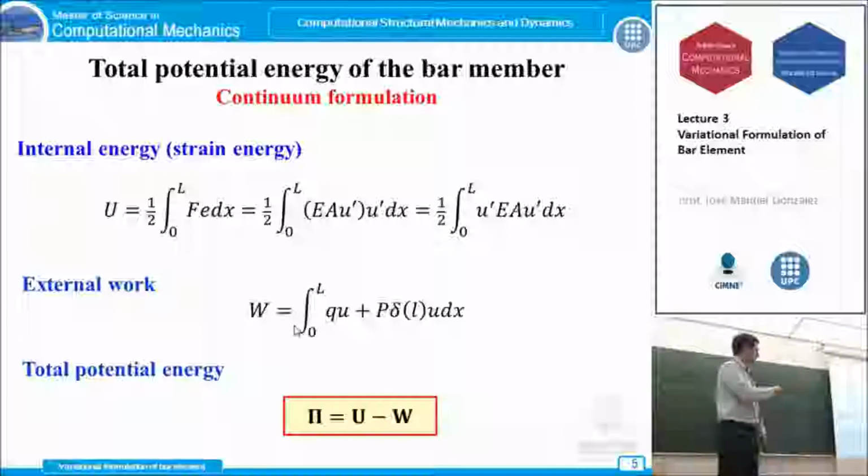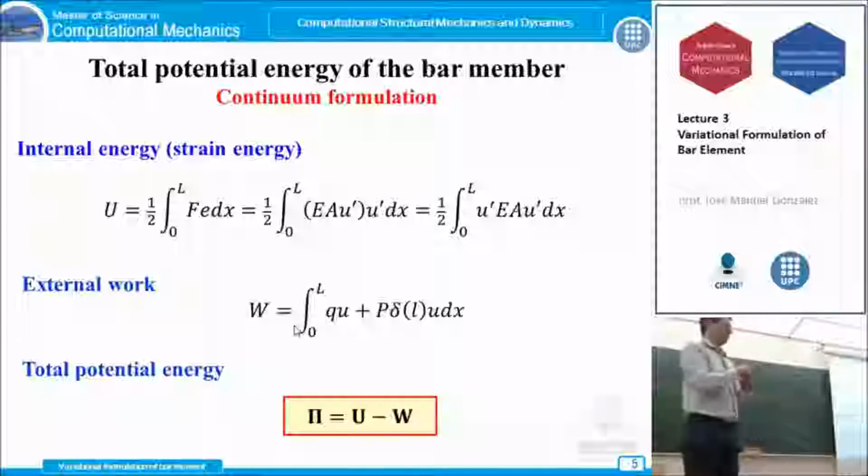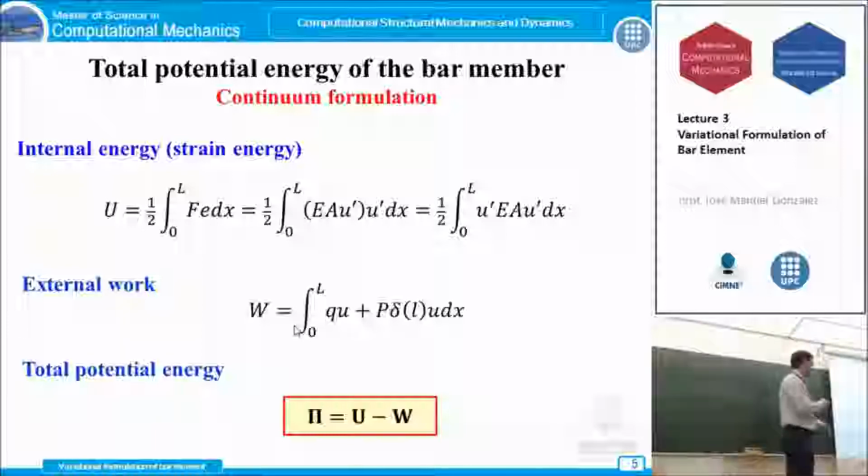This external work is calculated departing from this axial load per unit of length. So the external work will be calculated by multiplying this axial load times the displacement. This will be the external work density due to the external loads, and integrating this axial load across the bar element length from 0 to L, we have this external work due to the axial load.